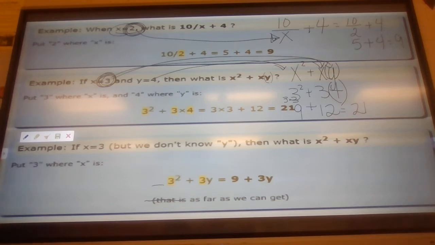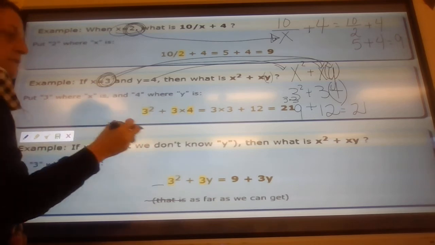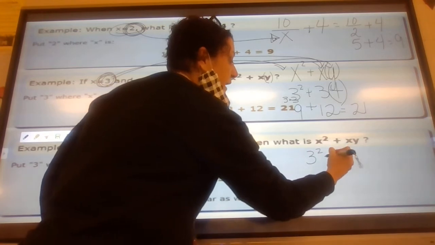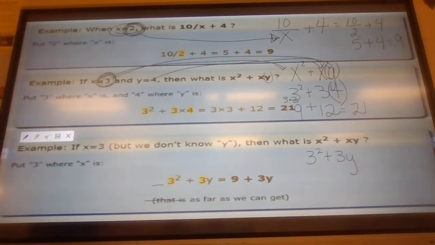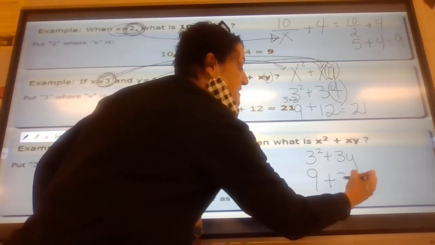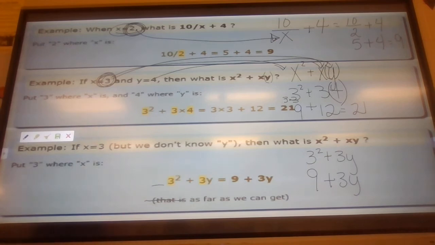All right, now look at this example. We're going to put in 3 for x. So x squared, this is 3 squared plus 3y. We don't have a value for y, do we? So 3 squared is 9. And then that's all we can do. We can't do anything with that 3y. We cannot put 9 with 3y, because those are not like terms. And we're going to get to that a little bit later.